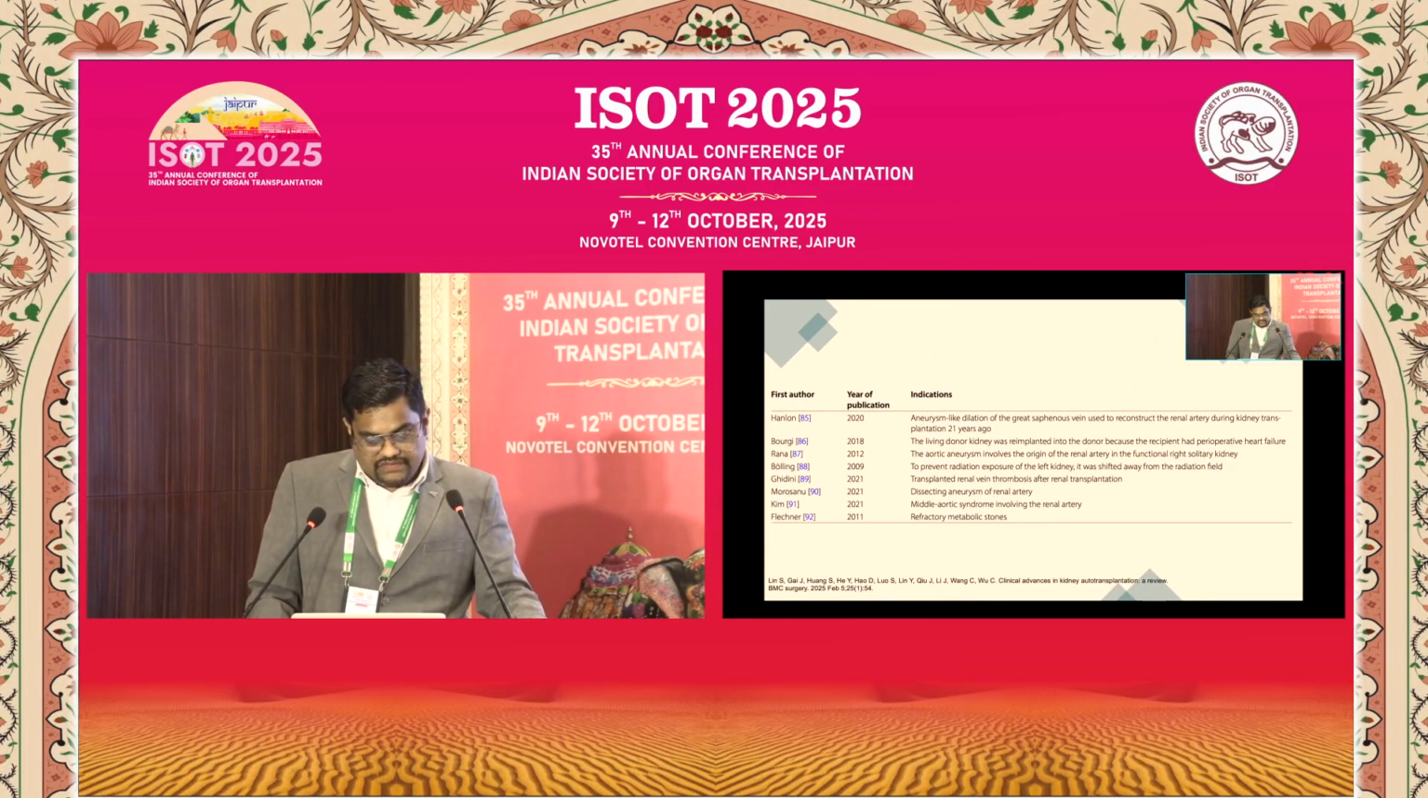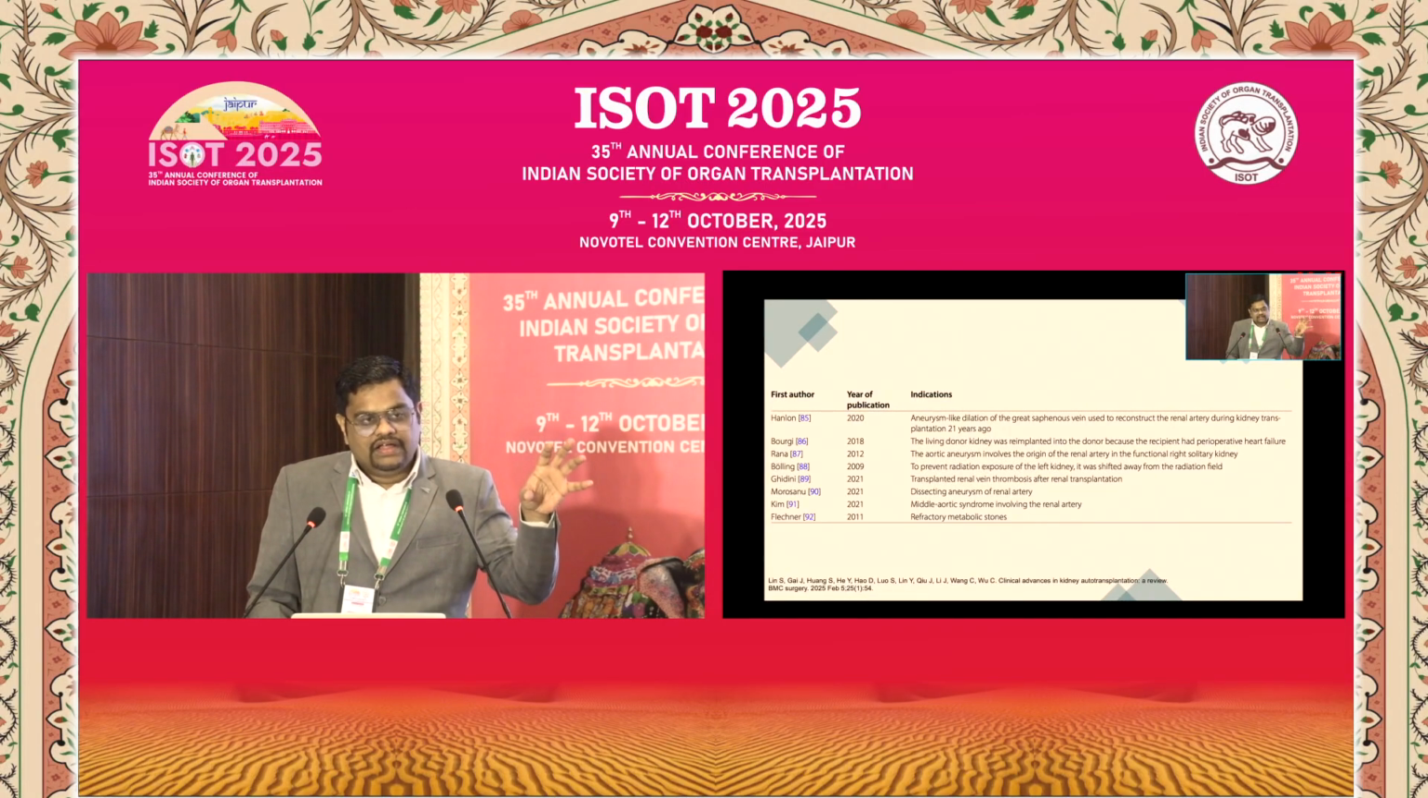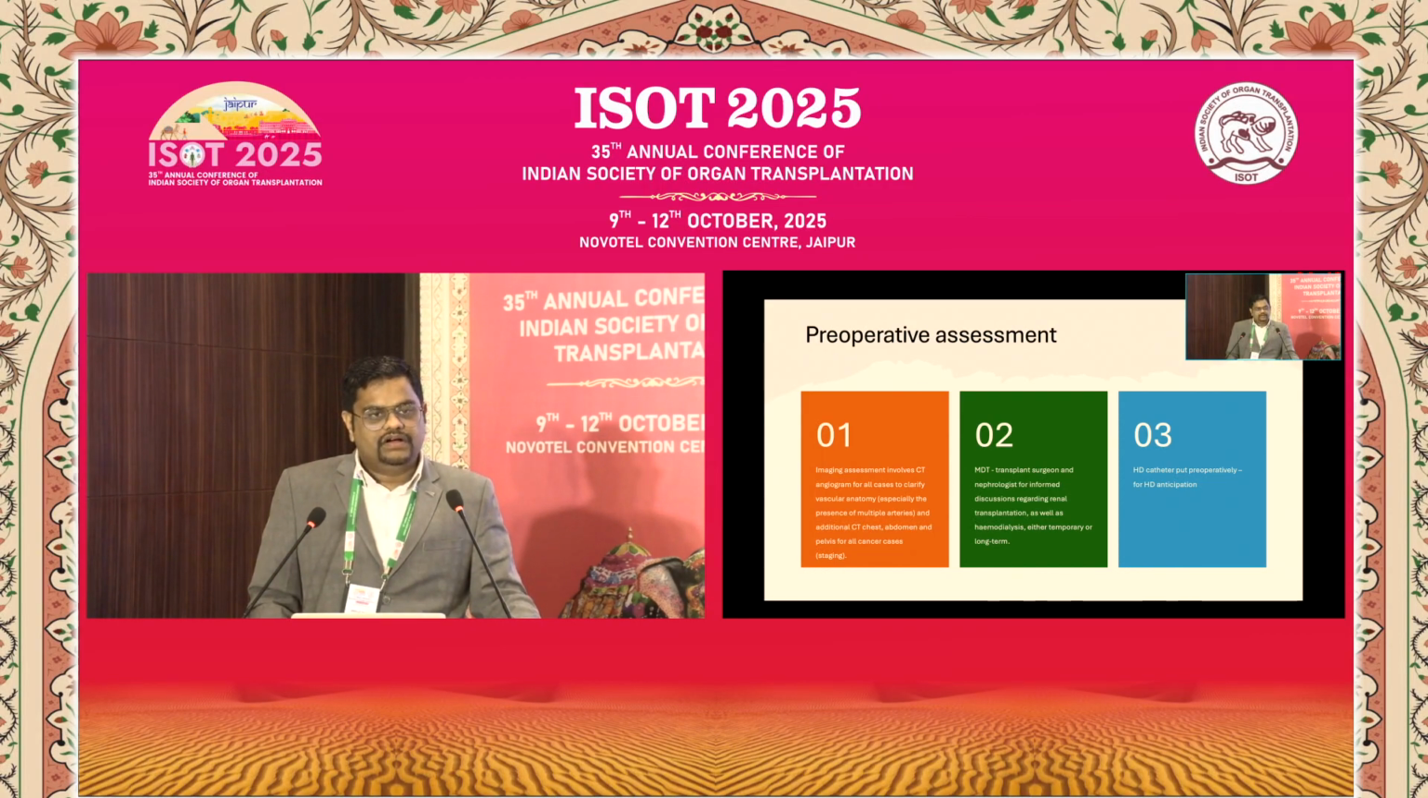This is an interesting way to prevent radiation exposure to the left kidney, which is shifted away from some disorders. They wanted to irradiate that area, and the left kidney was coming in the way. They removed it and auto transplanted it. Other indications are transplant renal vein thrombosis after renal transplant, dissecting aneurysm of the renal artery, and refractory metabolic stone. So these are the various rare indications where auto transplant has been attempted.